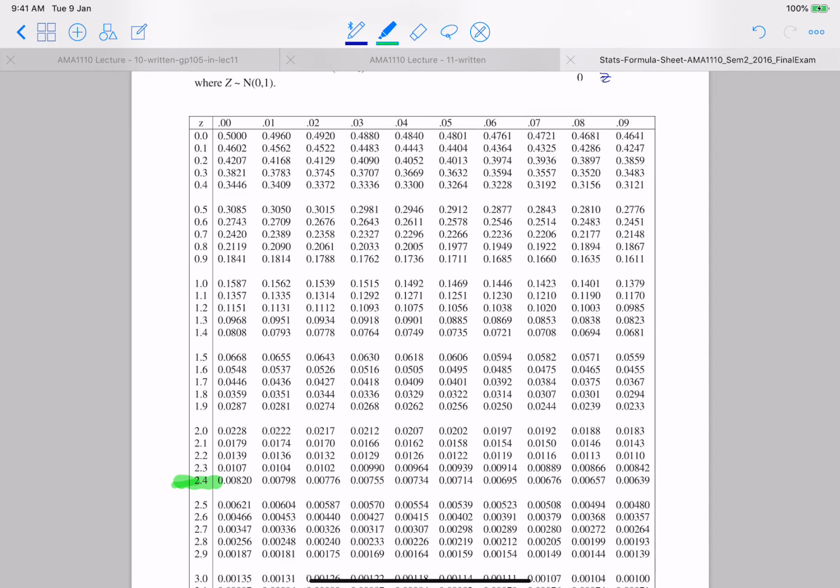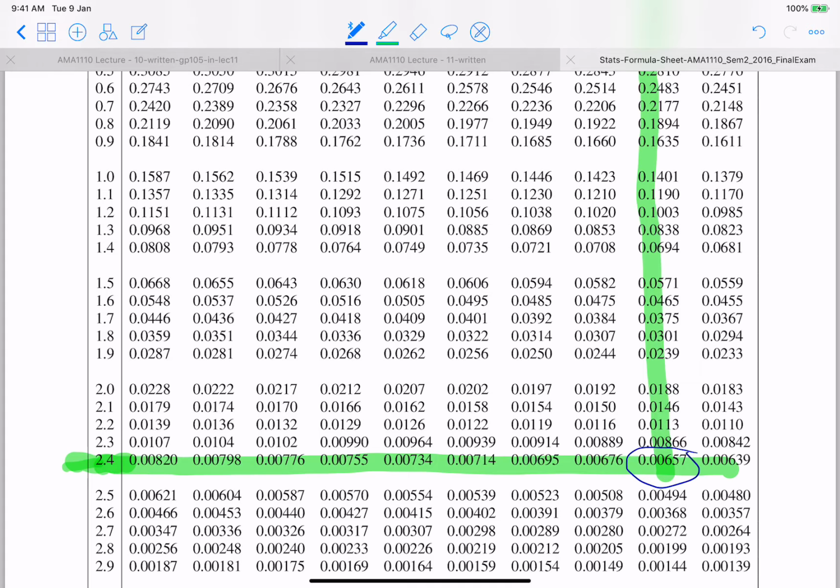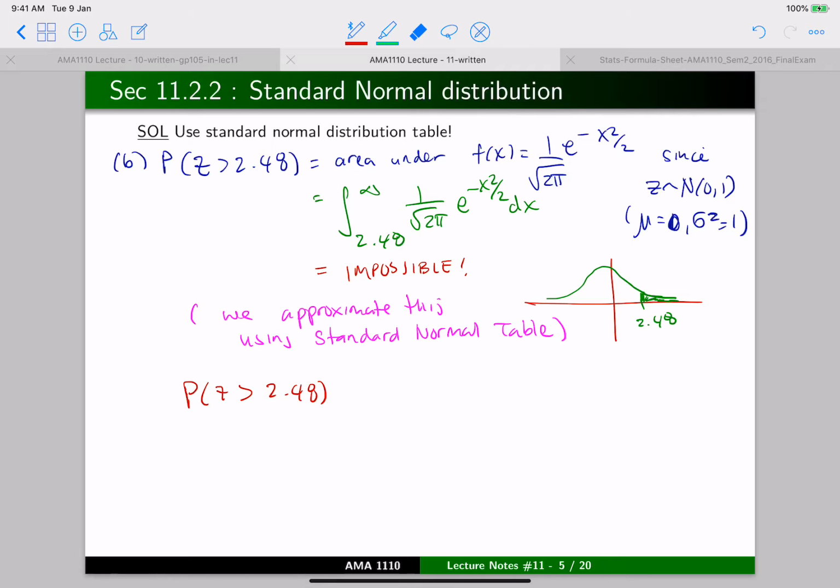How do you get the 8? Well, you go up to the top, and you need to add 0.08 to get 2.48. So then you highlight this. Then you go down the column, you go across the row, and wherever it intersects represents the area to the right of 2.48. So we have 0.00657 by the table.